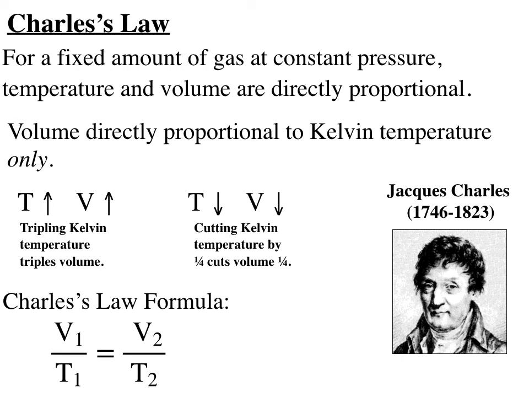And when the temperature goes down, the volume goes down. Cutting the Kelvin temperature by a quarter cuts the volume by a quarter. Now, the relationship mathematically that will show this is V1 over T1 equals V2 over T2. This was discussed in the 1700s by Jacques Charles.